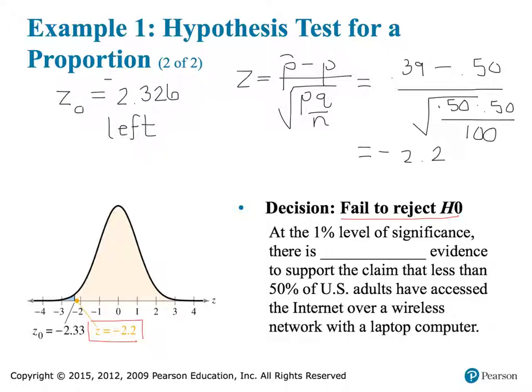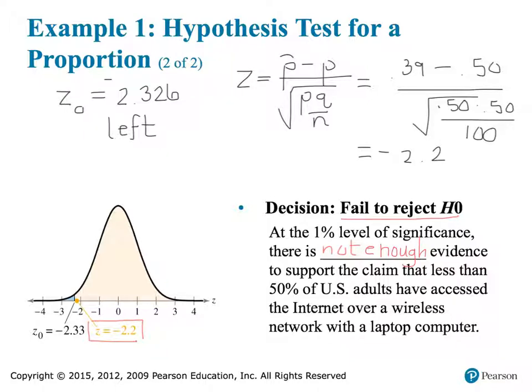That means there is not sufficient evidence to support the claim that less than 50% of U.S. adults have accessed the internet over a wireless network with a laptop computer. So that's an example of a hypothesis test for a proportion where our alternative resulted in a left-tailed test.